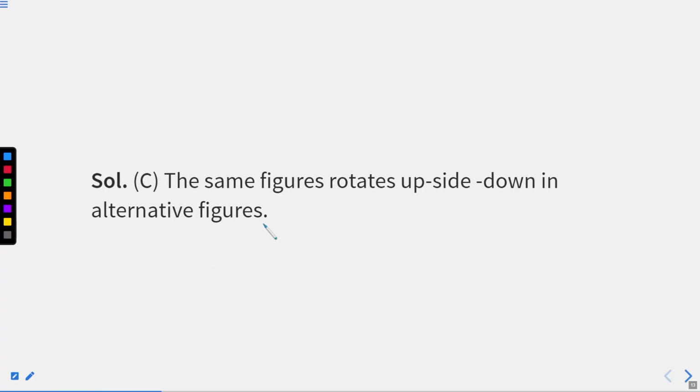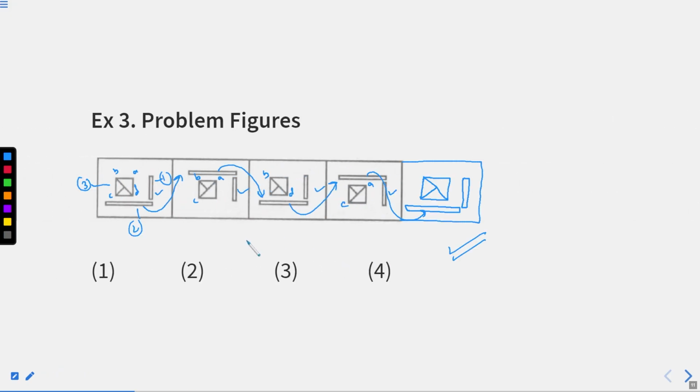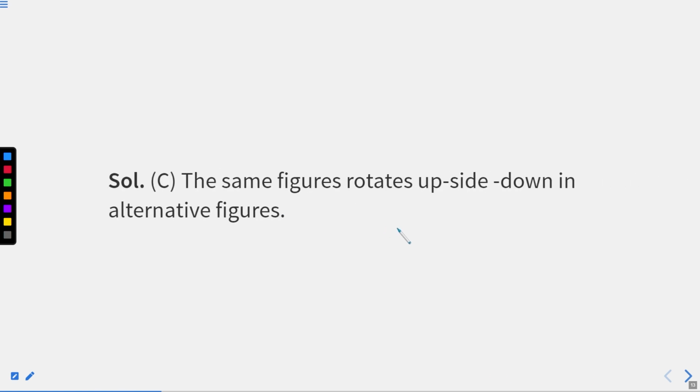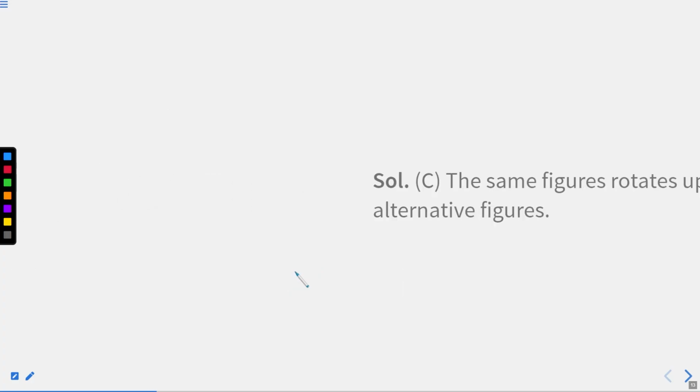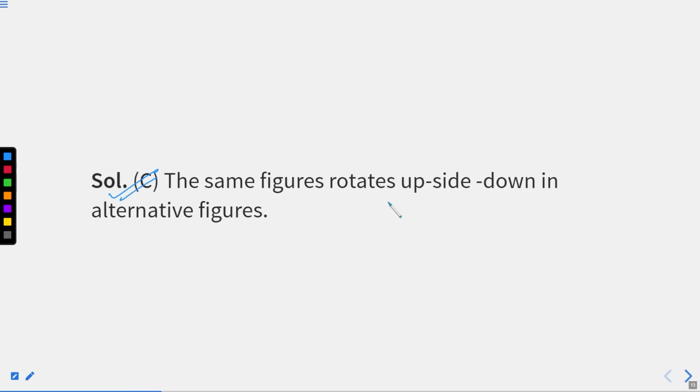Now we'll see this solution part, for our better revision, right? The same figure rotates upside down in the alternative figures. This is one more easy explanation of the same. You can see this figure moved upside down, again moved upside down, again moved upside down, then again it will move upside down. Hence we'll receive our answer as option number C that we have already marked here, right? Now you can see the same figure will rotate upside down again and again, and our option will be option number C. I hope this part is also clear, right?